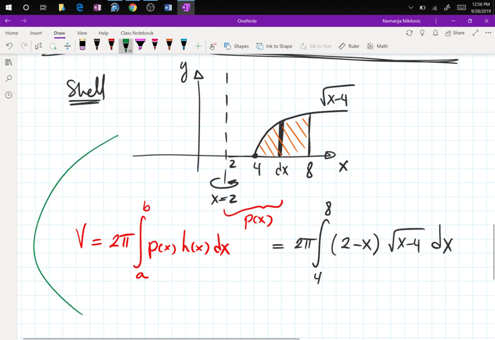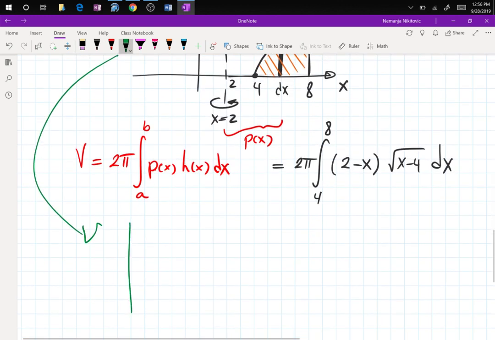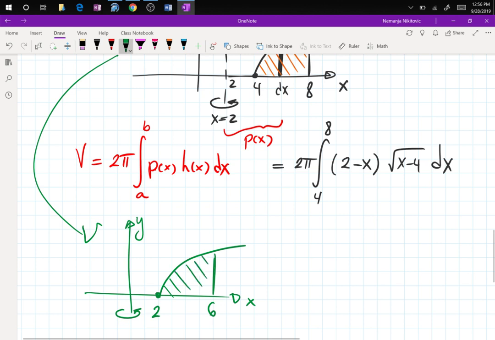If you take this and move everything to the axis, then you are rotating around the y-axis, and the problem becomes, since you moved everything 2 units, it becomes 2 to 6 on the graph, and then you have your 2 pi integral from 2 to 6 instead of 4 to 8, and you just have x times the square root of x minus 2, because it's no longer minus 4, it's now 2 because you shifted it to the left.